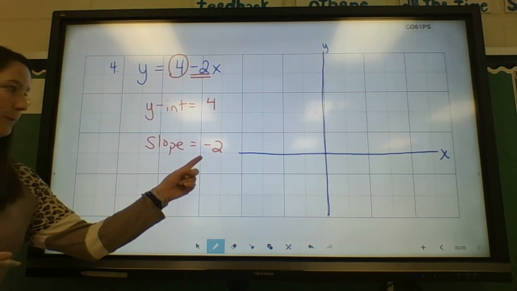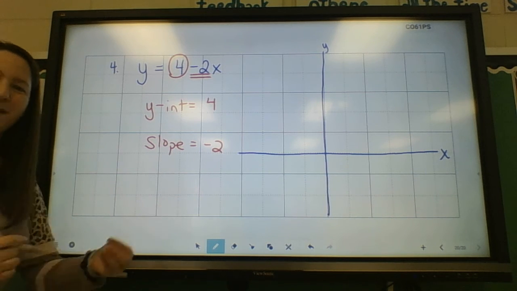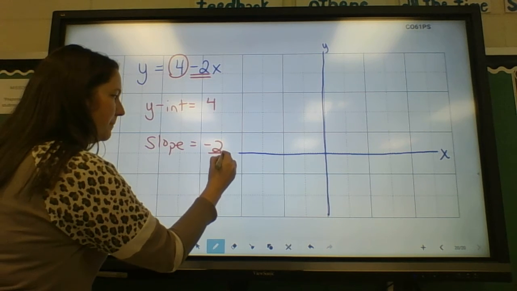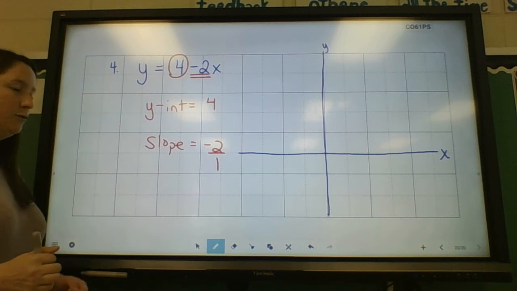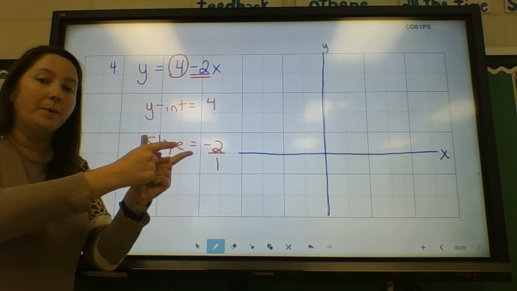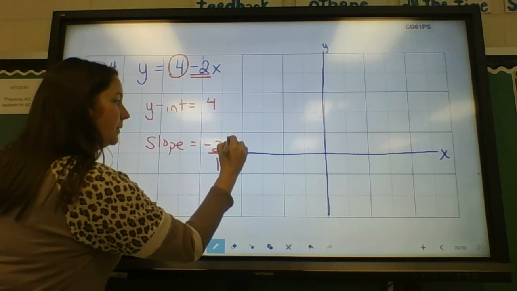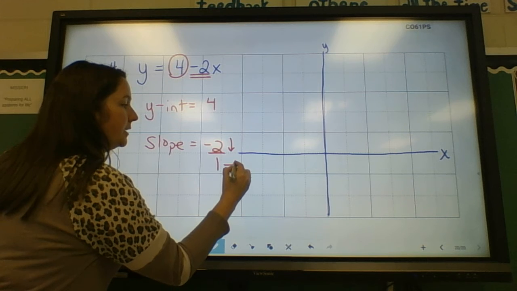But what happens when we don't have a fraction? We love fractions for slope. If it's not a fraction, we're going to make it a fraction. All right, so normally we're going to rise up. But here we can't rise up because it's a negative. So we're going to rise down, and run to the right.